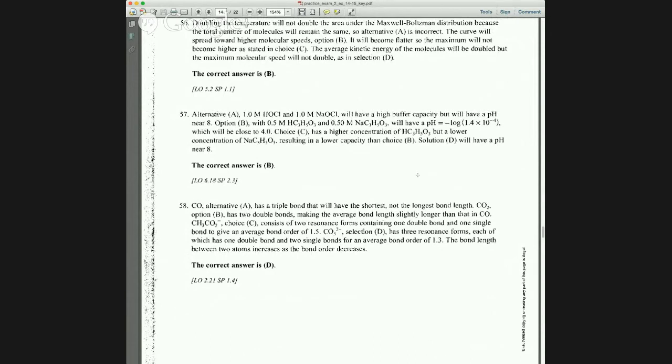CO2 has 2 double bonds, making that average bond length a double bond, right? So it's a little bit longer than a triple bond. Then in C, you've got resonance forms with 1 double bond and 1 single bond, giving it the average bond order of 1.5. And selection D has 3 resonance forms, and so each one has a double bond and 2 single bonds. So that's 1.3. So D makes it the longest. So hopefully that helped you there. Come back to that. All right.